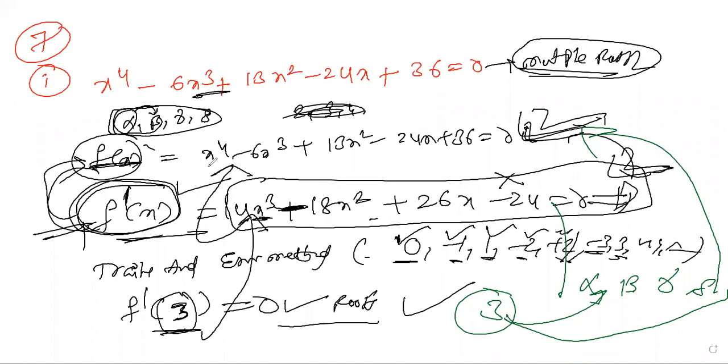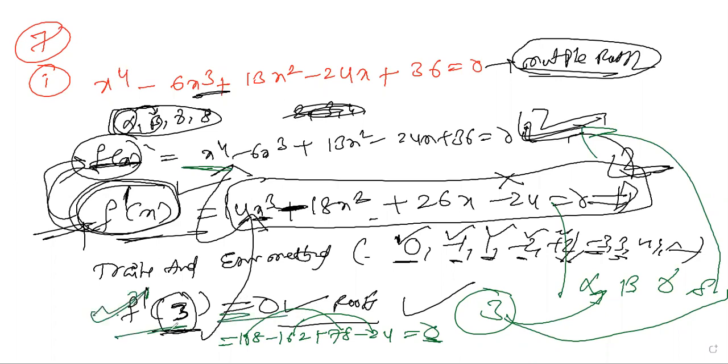F dash of 3 is 228, sir? No, 228 will not come. You have to see clearly. 4 into 27 minus 18 into 9 plus 26 into 3 minus 24. Substituting, you are going to get 108 minus 162 plus 78 minus 24. So this you need to add, this you need to add. Both are the same, it cancels. Answer is 0. If you're not getting 0, it means you have some calculation error. Nothing wrong in that.